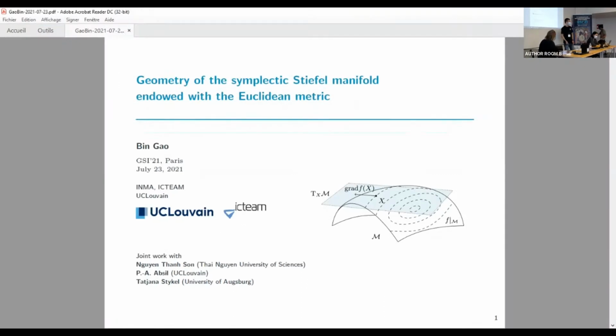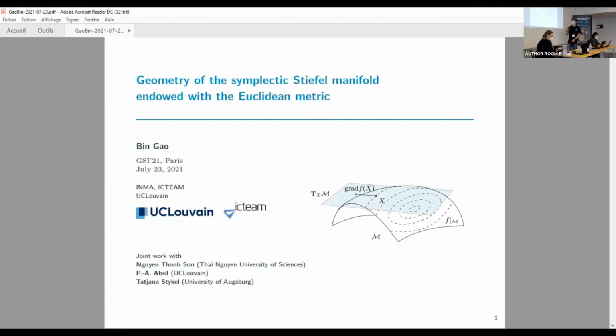Thanks for your introduction. My name is Binggao, and I'm doing optimization, but not the optimization of shape. We are doing optimization over manifolds. Here I'm going to talk about a special manifold. We call it the symplectic Stiefel manifold.